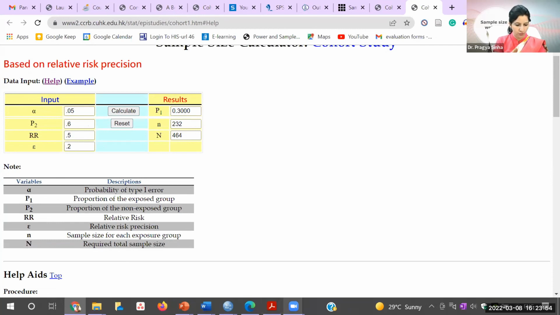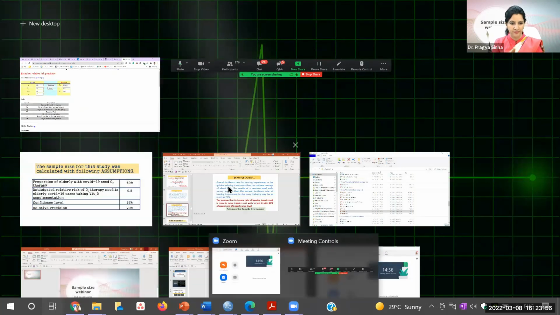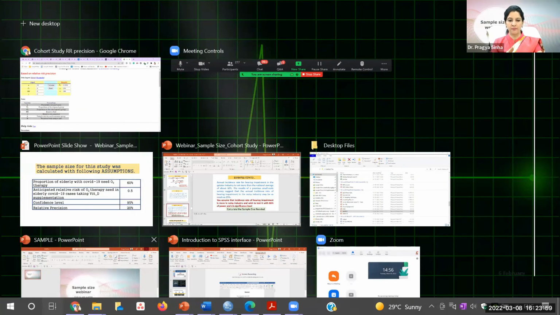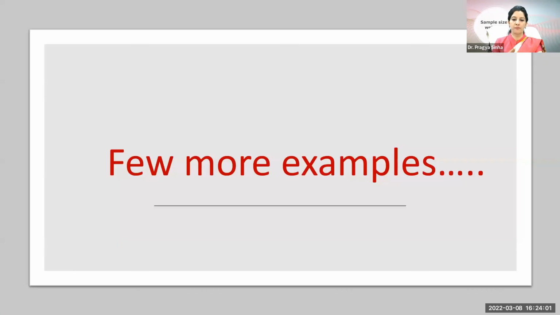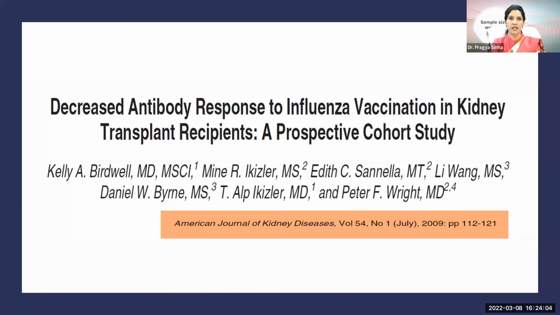So now we'll go to the next example. We have got a few more examples. This is one study where the author has seen decreased antibody response. Oh yes, thank you, Varun. I realized my mistake. By mistake, I did not change the existing relative risk. So you are right, it was 0.5. That's why my calculation was not coming right. Thank you so much.